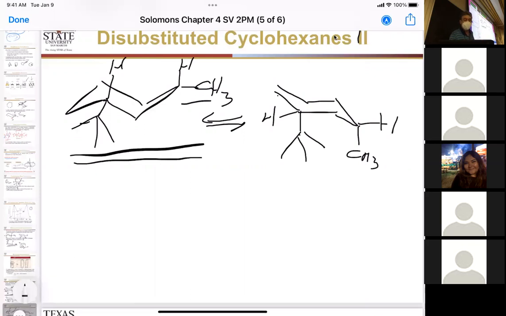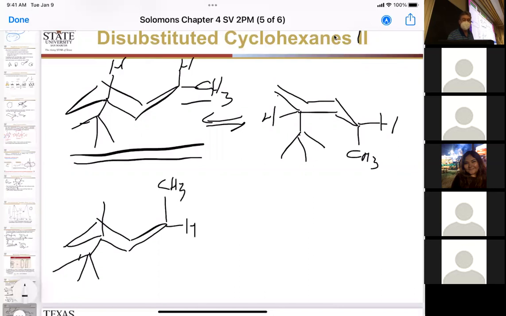So let's do that same thing we did before, where we had this, and let's put the T-butyl group here again, but let's move the methyl group. Let's put the methyl group in that axial position. Okay. So now in this one, we have 1 group in an equatorial position and 1 group in an axial position, but it still can move and has equilibrium.